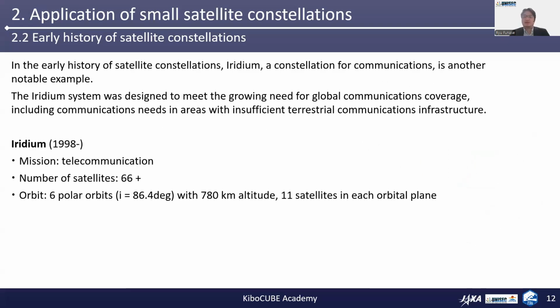In the early history of satellite constellations, Iridium, a constellation for communications, is another notable example. The Iridium system was designed to meet the growing need for global communications coverage, including communications needs in areas with insufficient terrestrial communications infrastructure. The satellite orbit is a polar orbit with an altitude of 780 kilometers and an inclination of 86.4 degrees.